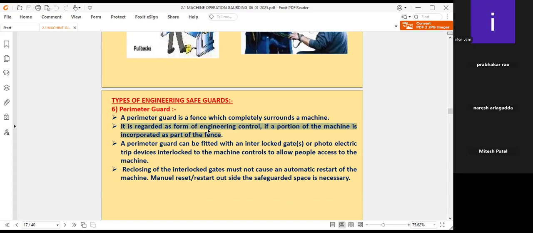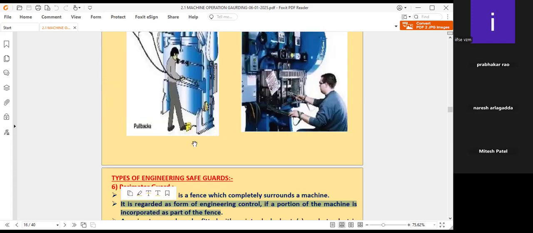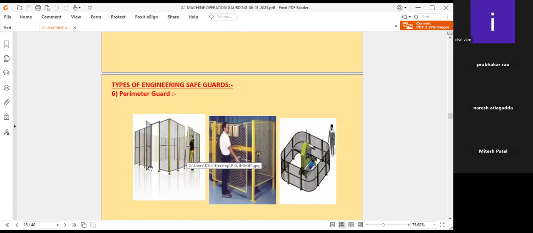It is regarded as a form of engineering control. No doubt, it is engineering control. A portion of the machine is incorporated as part of the fencing. The whole thing will not be taken into fencing. Some can be removed, you can go into the equipment, adjust and come back and lock. Therefore, our LOTO system is in place while doing such perimeter guards.